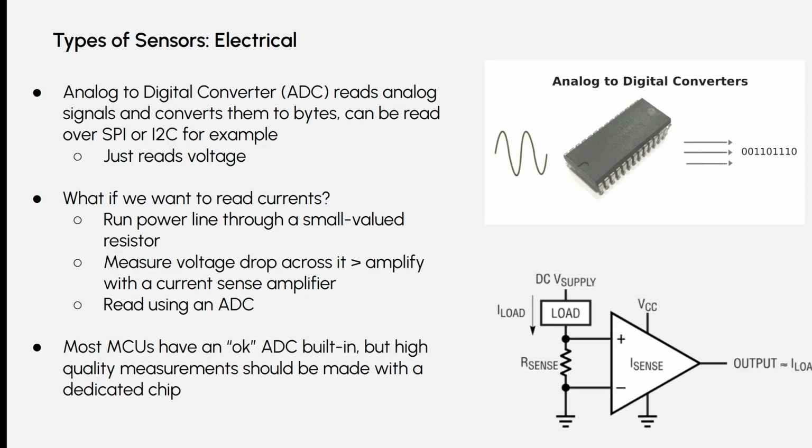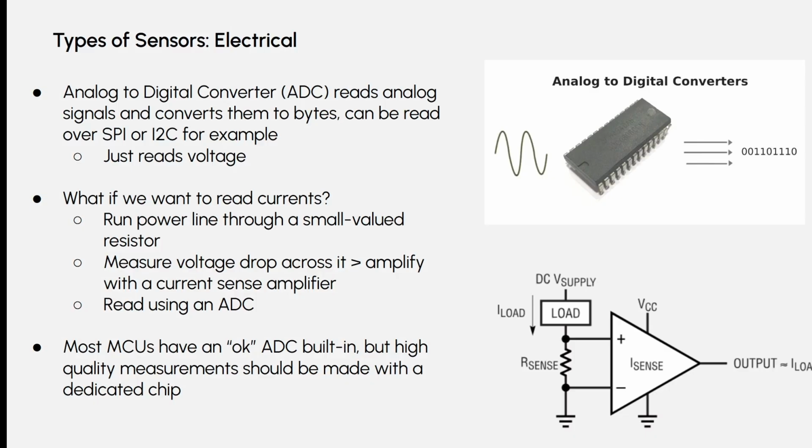So we use these on the peripheral boards and on the power management board. Most microcontrollers have a kind of bad ADC built in that's good enough. But if you're trying to measure sensors for the propulsion system, you have a dedicated one, which is what we do.